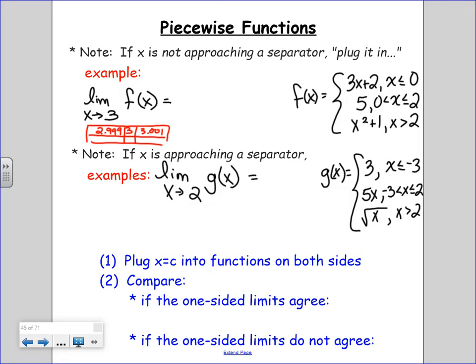So here's what's going on. All of these numbers only apply, if 3 is not a separator, to one of the pieces. Because 2.9993, 3.001, or even 2.9 and 3.1 are only able to be found in which piece? First, second, or third?